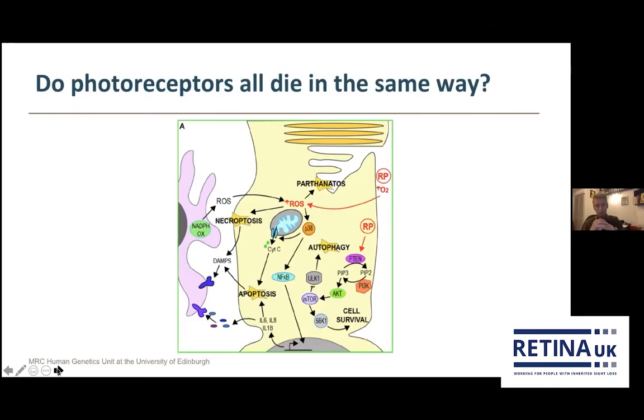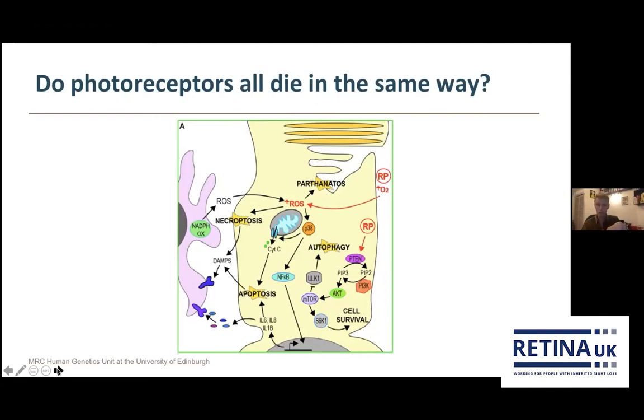And what I'm showing you in this slide is just a little cartoon which Faye Newton in the lab produced in a review article about photoreceptor death in RP. And it just shows the complicated nature of photoreceptor death, how poorly understood it is, and how several different pathways have been proposed for how photoreceptors die in RP.